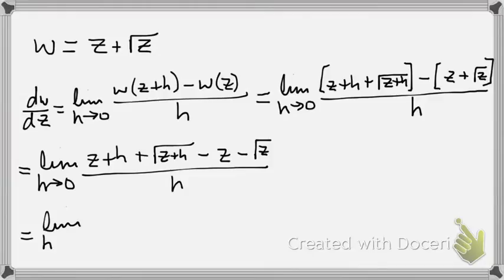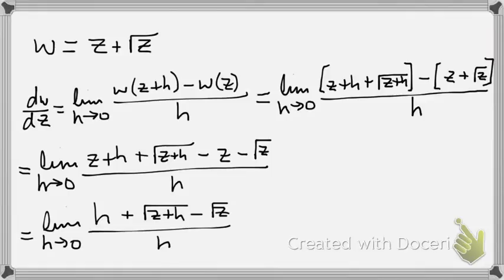So I have the limit as h approaches 0. There's an h plus the square root of z plus h minus the square root of z, all over h. Now, this is slightly different from how we've seen it before, but you know what tool needs to be used here. The conjugate is the right answer. Give yourself a pat on the back. Okay. So what am I going to multiply by? Top and bottom by the square root of z plus h plus the square root of z.